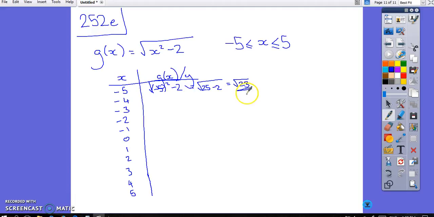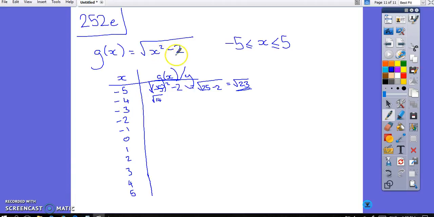If we were going to plot the graph, it would be helpful to use the calculator to find the actual number, so that we could know where to plot our point, but at the moment this is the most accurate way. So again for negative 4. Negative 4 squared is 16, minus 2 is 14, so we have root 14. And please make sure each time you square the negative numbers you end up with a positive number, otherwise your function will be undefined a lot of places.